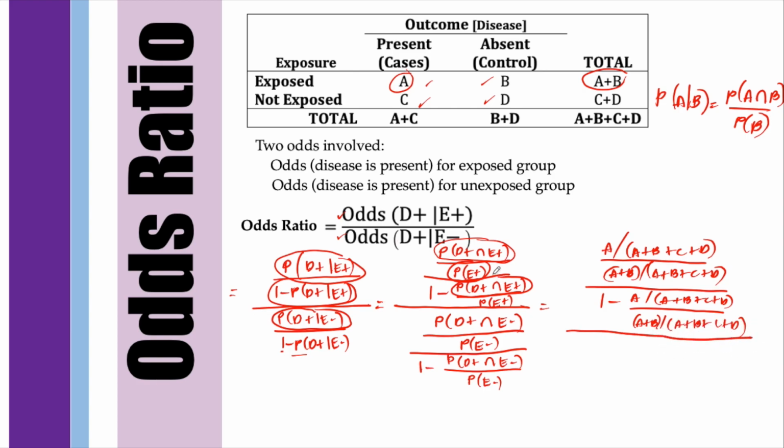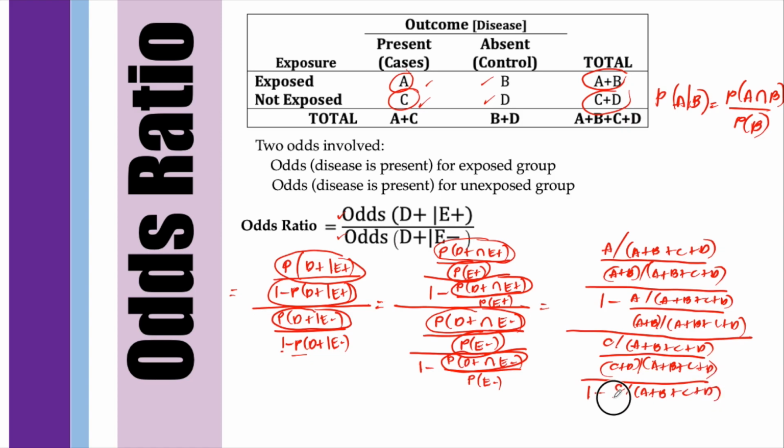All over this one here, diseased and not exposed, that is C. So that's C over the total over the probability of not exposed, that's C plus D. Next, all over the one here, 1 minus, this one is still C over A plus B plus C plus D. All over C plus D over A plus B plus C plus D.